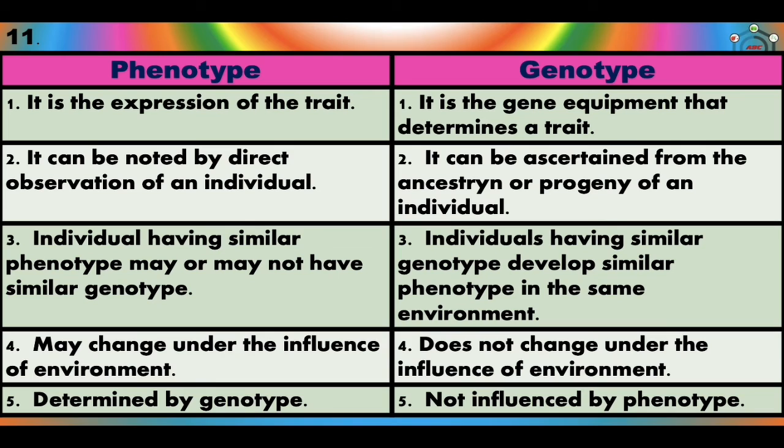Individuals having similar phenotype may or may not have similar genotype, and individuals having similar genotype develop similar phenotype in the same environment. Phenotype may change under the influence of environment, while the genotype doesn't change under the influence of environment. Phenotype is determined by genotype, while the genotype is not influenced by phenotype.